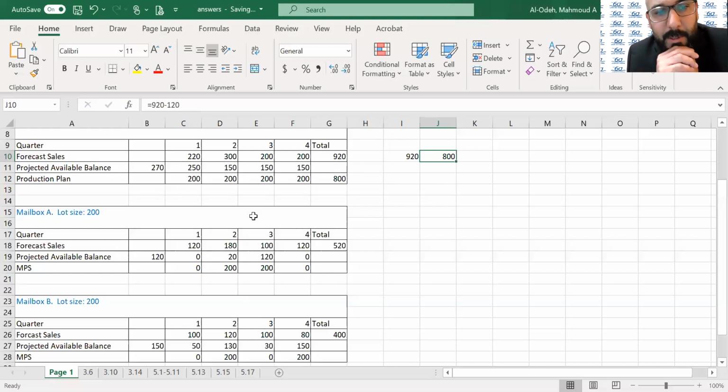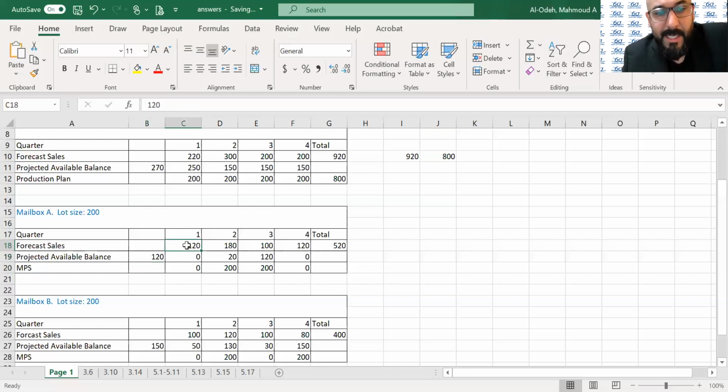All right, now let's move on to the second part of this question, which is finding out the MPS for product one, A, mailbox A, and mailbox B. It is listed that 120 is available to the customer before we start the year.